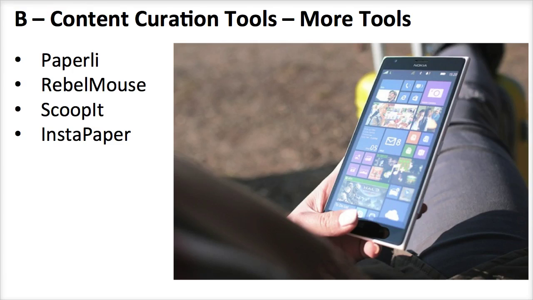Now, there are some more content curation tools that you guys can experiment and test. There is a tool called Paperly, Rebel Mouse, Scoopit, Instapaper. My favorite ones are Google Alerts and Feedly, but you guys can play with these tools and see how you like these.